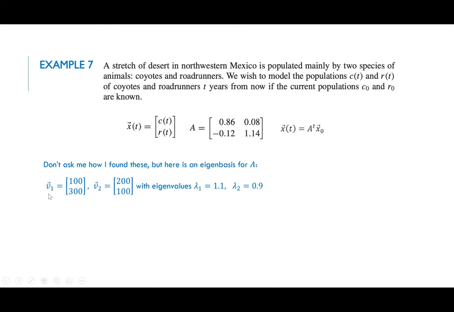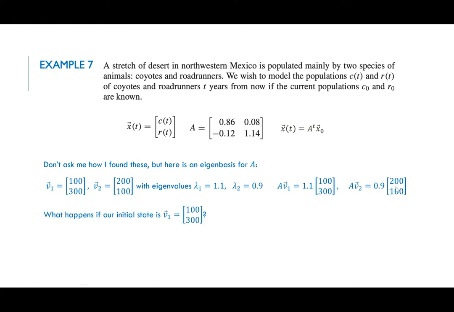We've got v1, our first eigenvector, is (100, 300). So this is 100 coyotes and 300 roadrunners. And our second eigenvector is (200, 100). So 200 coyotes, 100 roadrunners. The associated eigenvalues: v1 has eigenvalue 1.1 and v2 has eigenvalue 0.9. So what this means is that A applied to v1 will be 1.1 times v1, and A applied to v2 will be 0.9 times v2.